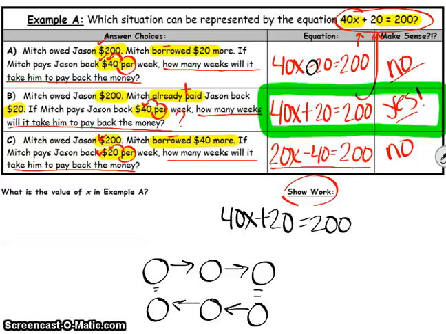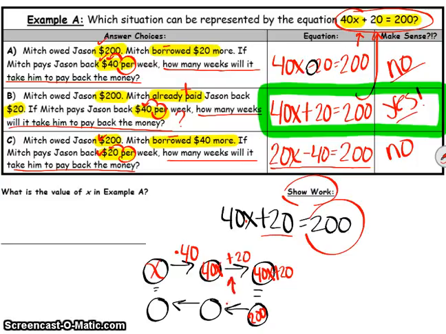The first thing I put in my first circle is my variable, or the letter. So I put x, and what's happening with my x is I'm multiplying that by 40. X times 40 is just 40x. And the next thing, I'm adding 20. 40x plus 20 is just 40x plus 20. And then that's all equal to 200.